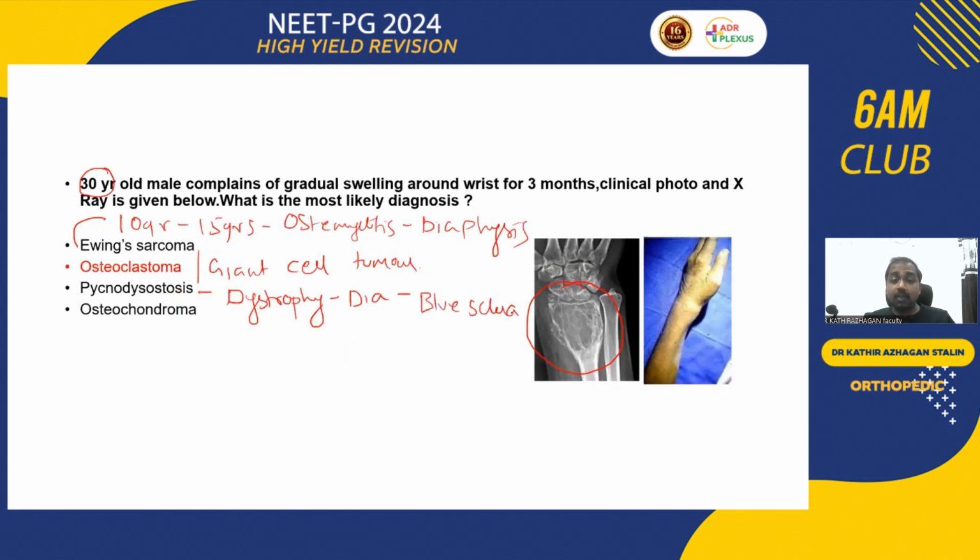The moment you hear the word blue sclera, what would your mind think? Osteogenesis imperfecta. There was one time they displayed a blue sclera picture and asked which of the following can give this appearance. Students were very happy. I know the answer, it's going to be osteogenesis imperfecta. But the word osteogenesis imperfecta was not in the option. Pycnodysostosis was in the option, and the answer was pycnodysostosis. It is a skeletal dystrophic condition affecting the diaphysis of bone and is associated with blue sclera.